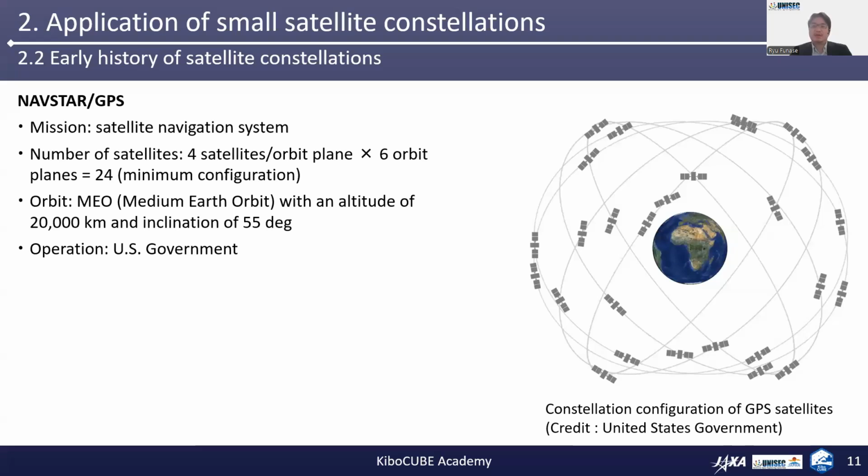There are 6 orbital planes, each with an ascending node on the equatorial plane spaced at 60 degrees. At least 4 satellites are placed in each orbital plane, making a total of 24 satellites in the base configuration. Since its full-scale operation in the 1980s, GPS has undergone a series of upgrades and is still in operation. Although initially limited to military use, it was later opened to the public.